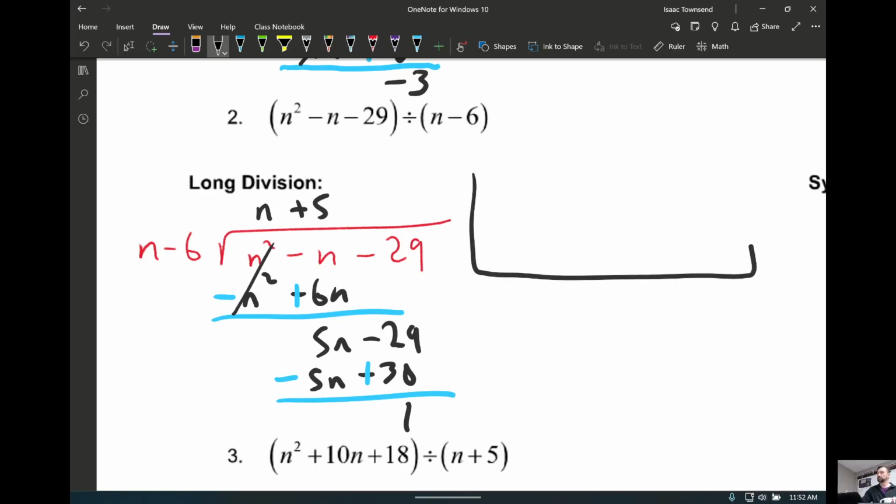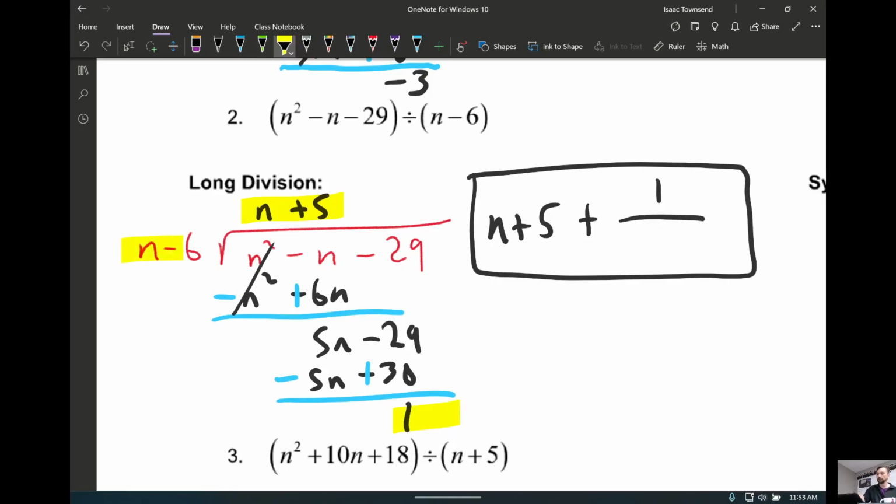So we should be ready to write out our answer. Our answer comes from the quotient plus the remainder over the divisor.